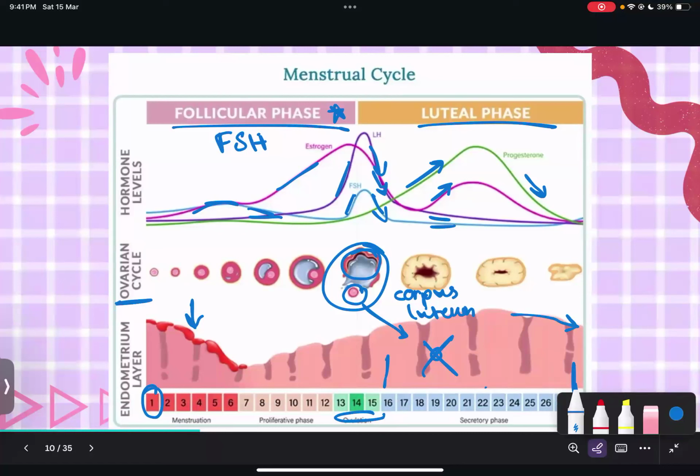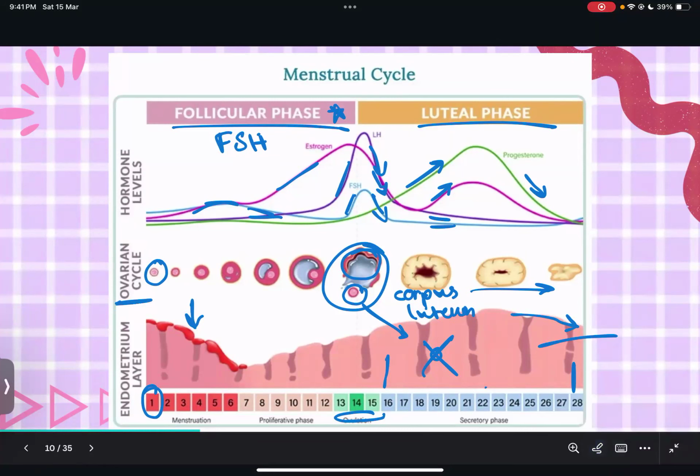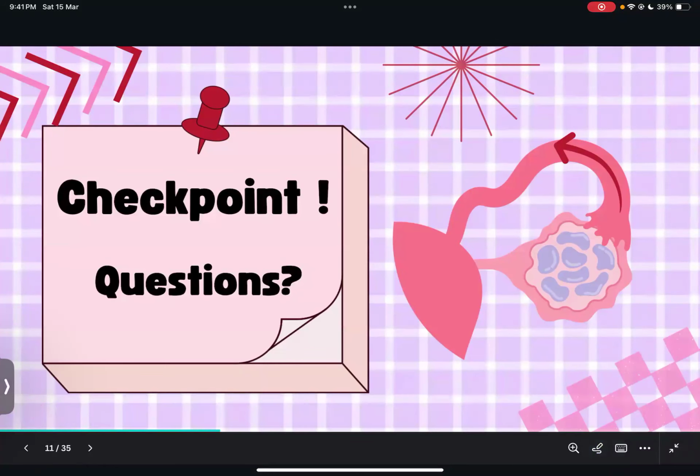That is mainly it. I hope you guys got it. In the end of the ovarian cycle, the corpus luteum gets degenerated, and will leave. It will go, and we start again with the ovarian cycle with another egg. And yeah, that is it for the diagram. Here's a checkpoint. If you guys have any questions, feel free to ask.